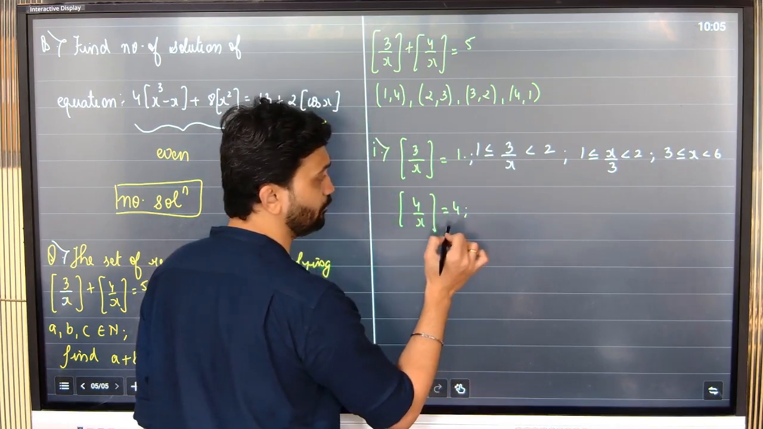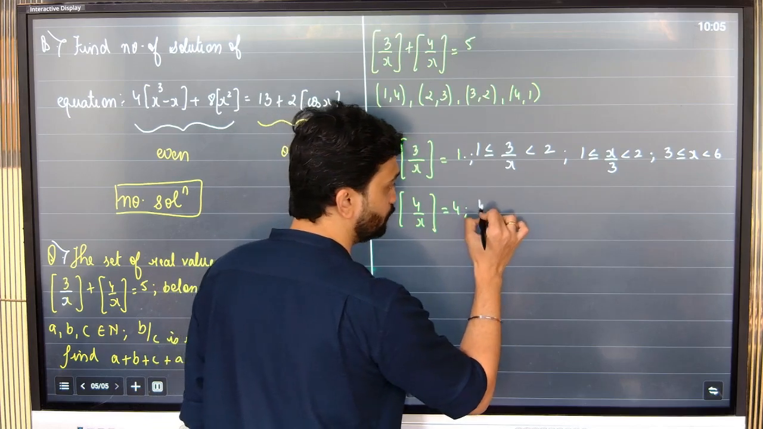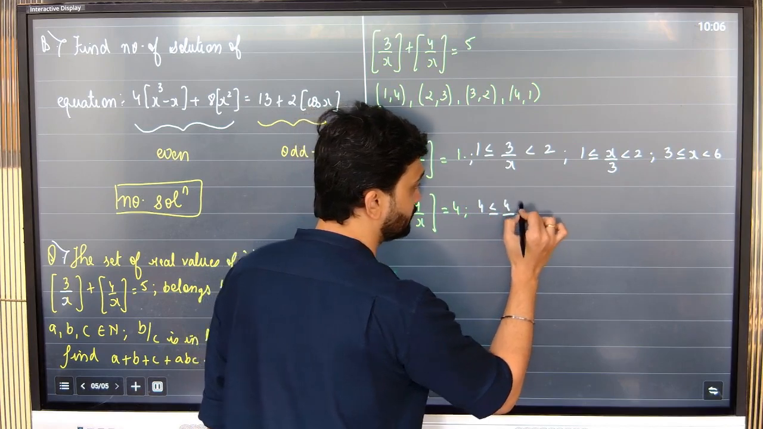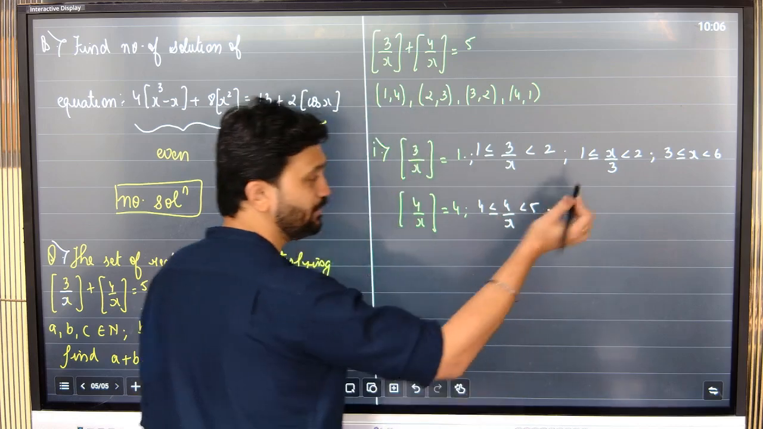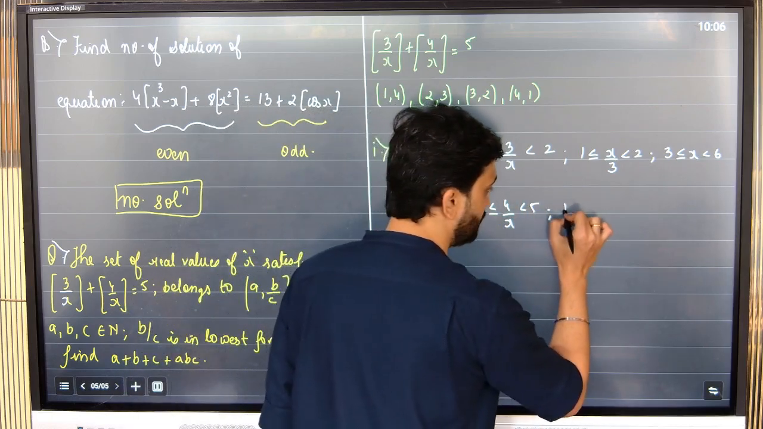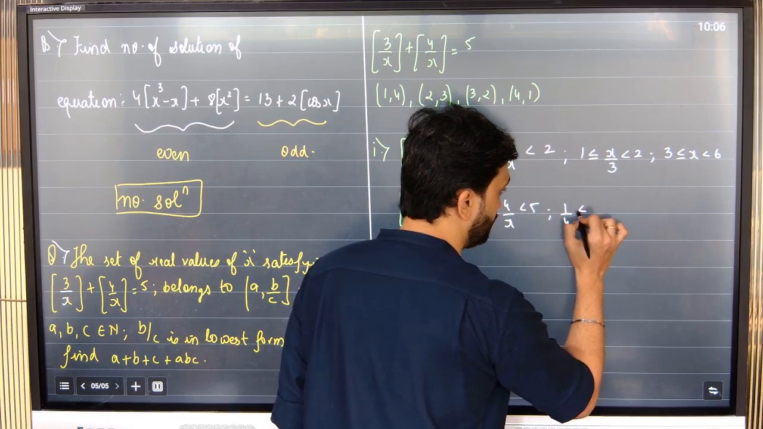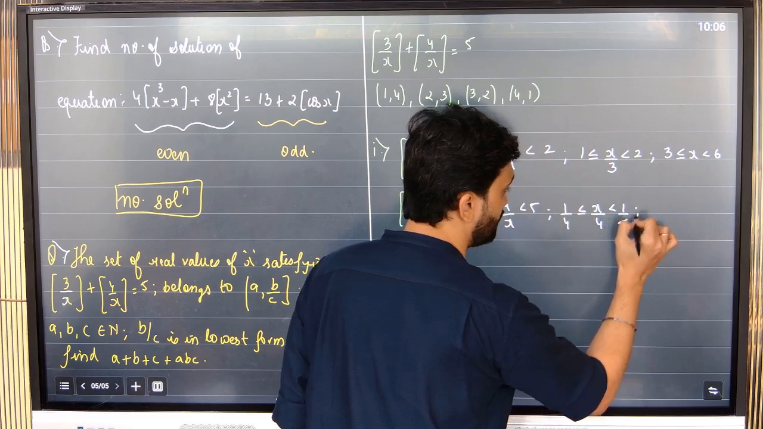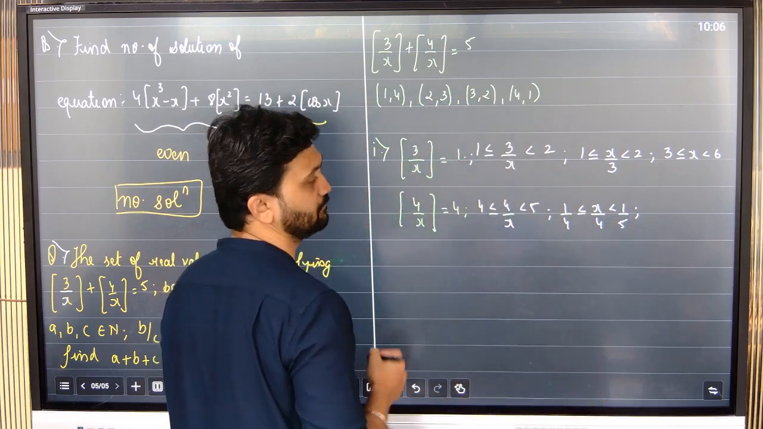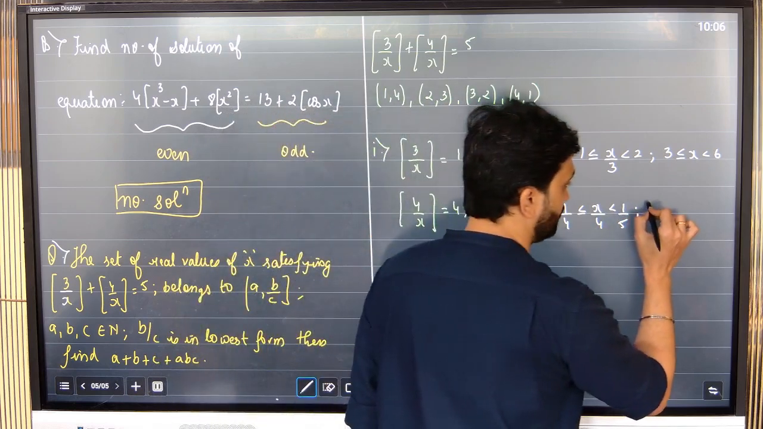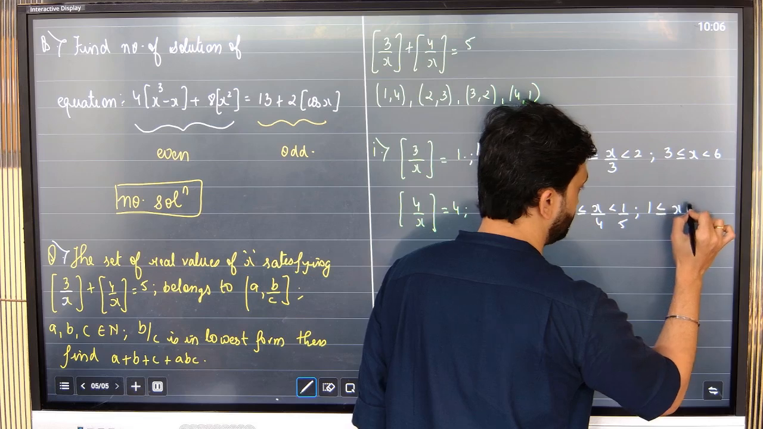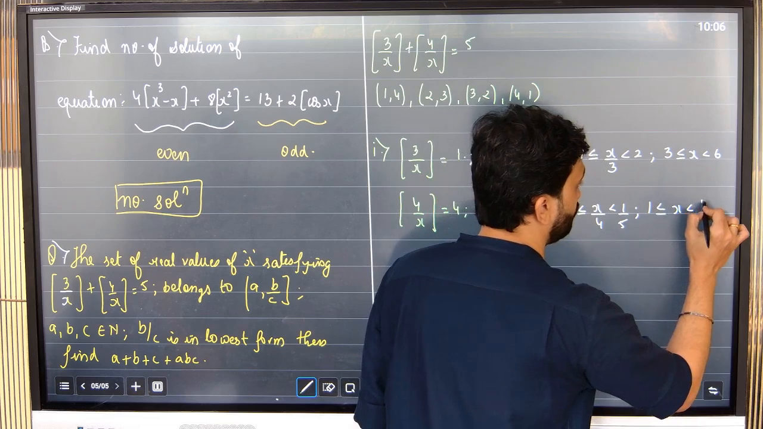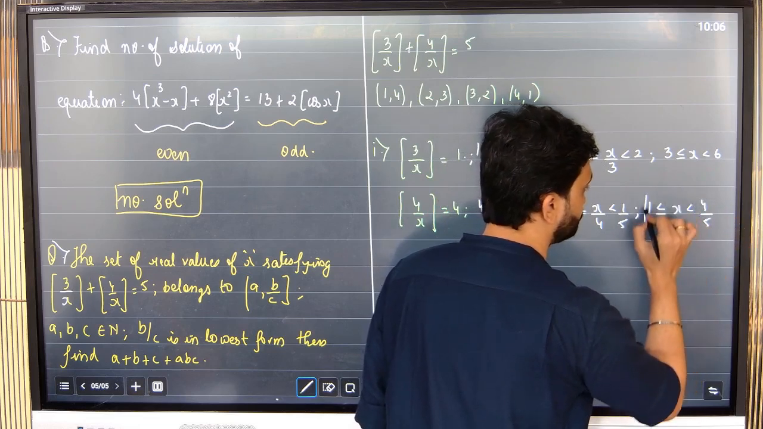When will the answer be 4? When it lies between 4 ≤ 4/x < 5. इसको इन्वर्स कर दिया, रेसिप्रोकल कर दिया, सॉरी. 1/4 ≤ x/4 < 1/5. And if I multiply by 4, this will come 1 ≤ x < 4/5.